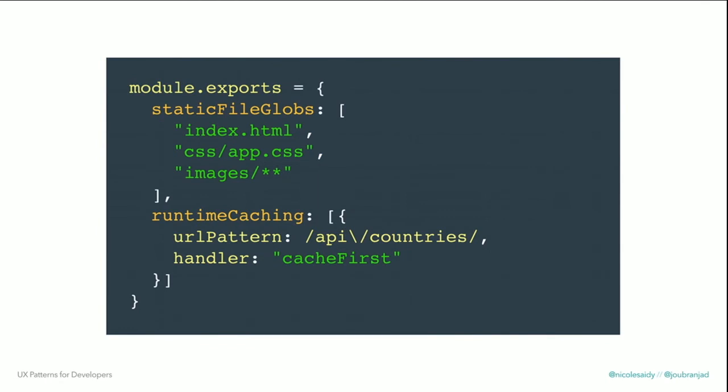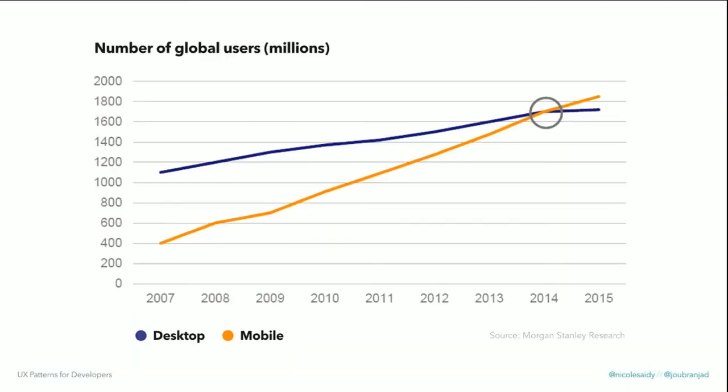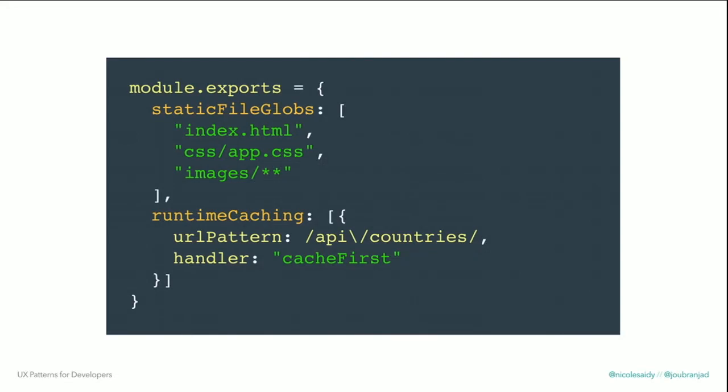This is how you cache the app shell. You define which files you want to precache, which files you want to be part of the app shell. And this is how you specify dynamic caching, by specifying a URL pattern. So whenever I go and get an API, from the API, the list of countries, this is a regular expression, then I will use the cache first handler.